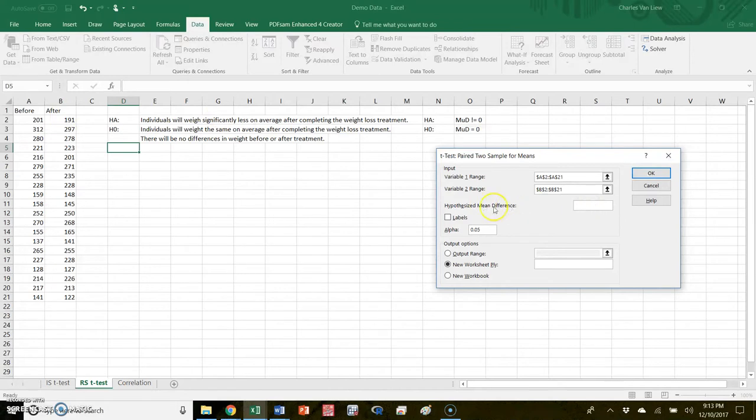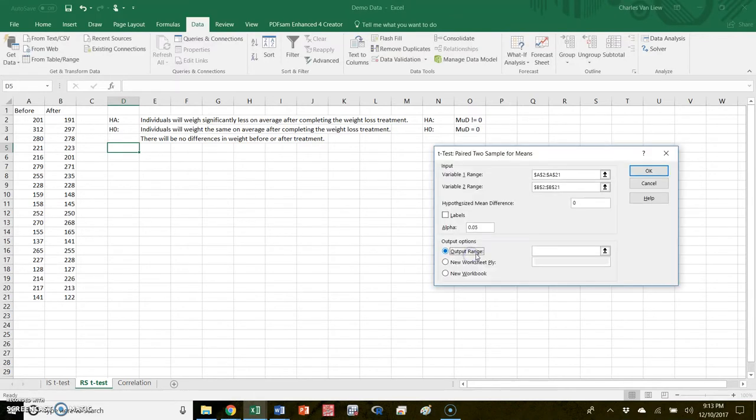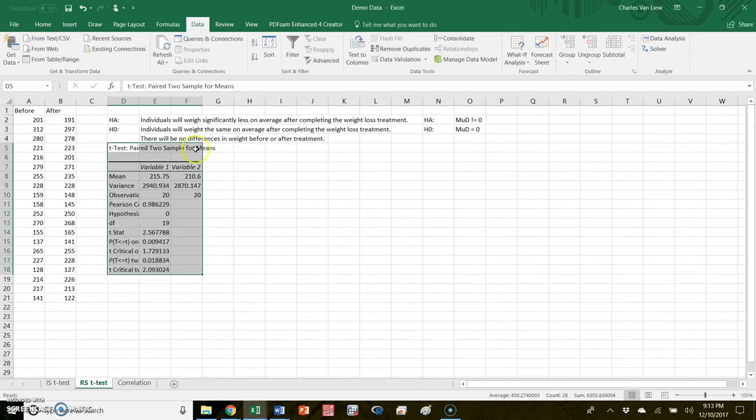So the hypothesized mean difference, this is looking for what did you expect the difference to be according to the null. And we expect the difference to be zero according to the null. So that's what we'll put in there to test. Remember, we always test our data assuming the null is true. We're asking what is the probability of observing the difference we have if the null hypothesis is true. So we're going to put our output here in this box. And we're going to go ahead and perform our test.